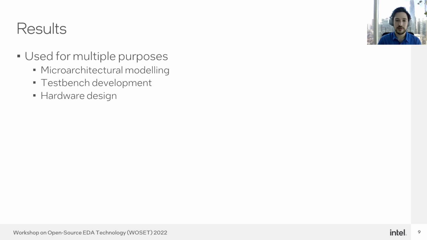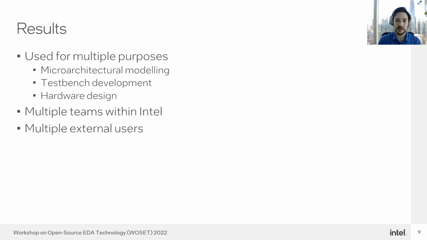ROHD is already being used for a variety of purposes, including microarchitectural modeling, test bench development, hardware design, and more. Multiple teams within Intel are using it today. And there are multiple users outside of Intel as well. Since it's an open source project, we can't know what everyone is doing with it outside of Intel. But we can see statistics on GitHub clones, stars, issues, and page visits, or when some of them reach out to tell us.